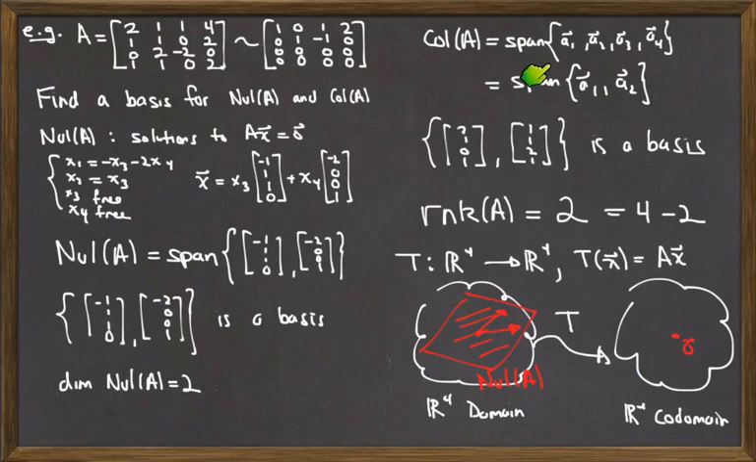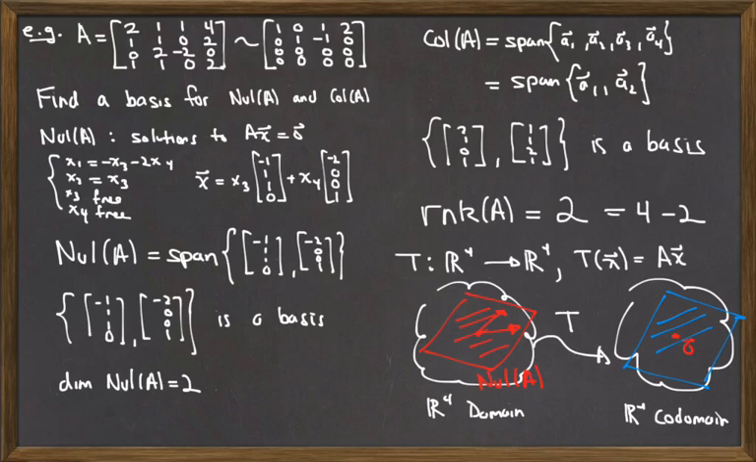The column space of my matrix is also two-dimensional, so that's also a two-dimensional subspace of R4. That lives in the codomain. That is the range of my transformation. Those are all the vectors that I get when I multiply x by A, because that gets me linear combinations of the columns of A.